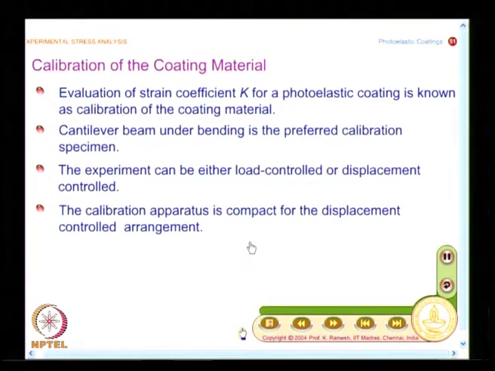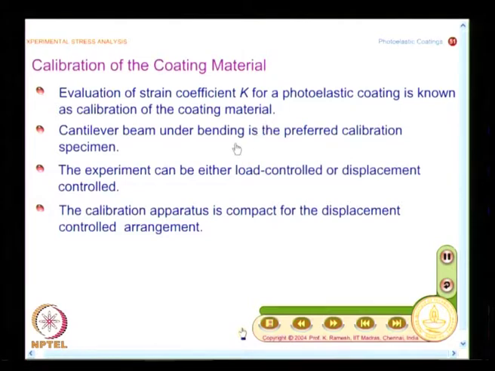Now, we move on to the important aspect that we have to do as part of a photoelastic coating test, which is how to calibrate the coating material. And what is the meaning of calibration? Evaluation of the strain coefficient K for a photoelastic coating is known as calibration of the coating material.